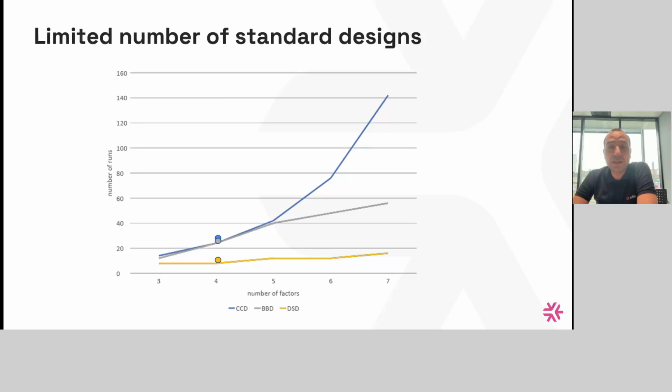If we make that graph for different numbers of factors, we get those lines. So DSD, definitive screening design, has a very low number of runs. It is roughly twice the number of factors. Then you have the central composite design that grows exponentially, so the size is actually very large for a relatively small number of factors. And the Box-Behnken design, the BBD, is somewhere in the middle.